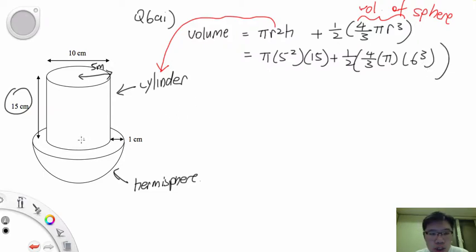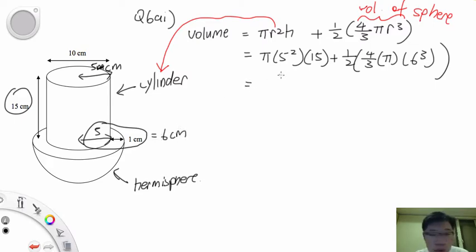For the sphere, the radius is 6, because below is 5, should be cm, so 5 cm plus 1 cm, so the whole thing altogether is 6 cm.